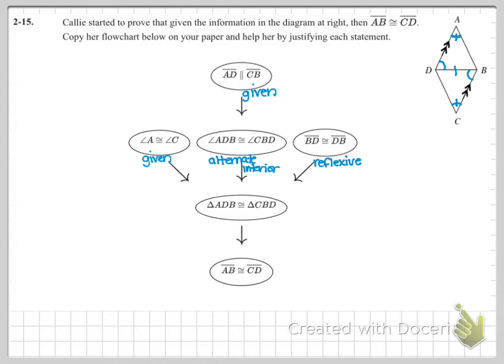Okay, so now we're at triangles. So the dead giveaway, you want to look at the triangle symbol itself. Once you see the triangle symbol itself, you have your 5 choices. So you've got side, side, side; side, angle, side; angle, side, angle; angle, angle, side; and HL.